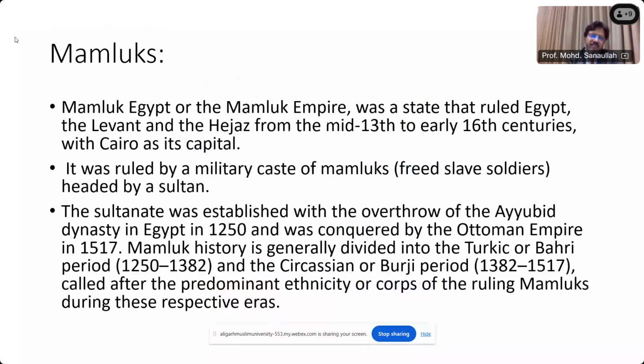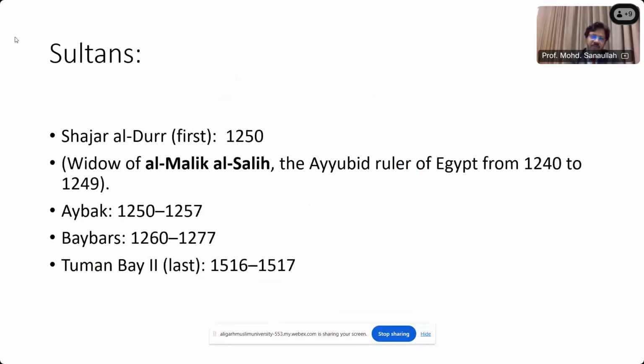Well, there are so many things related to the political history of the Mamluks. It all started with Shajrat Dur the first, in 1250, who was the widow of Al Malik As Saleh, the Ayyubite of Egypt from 1240 to 1249, and then Aybak, then Baybars, then Tuman Bey, among many others.